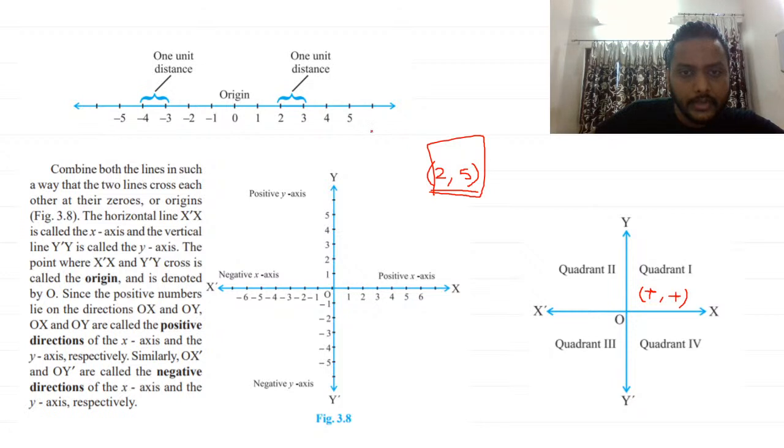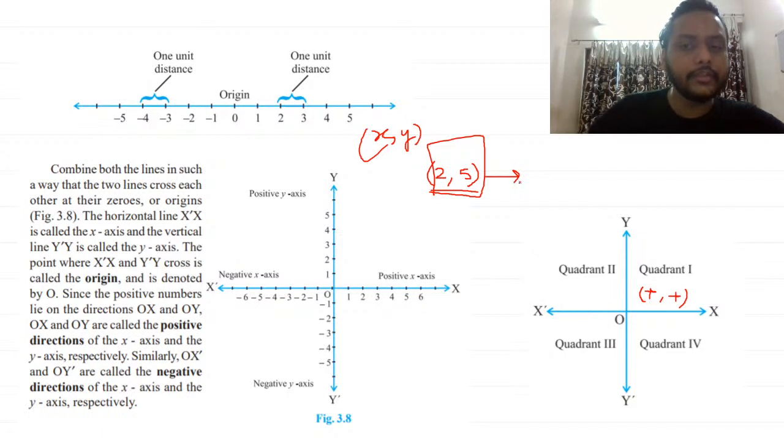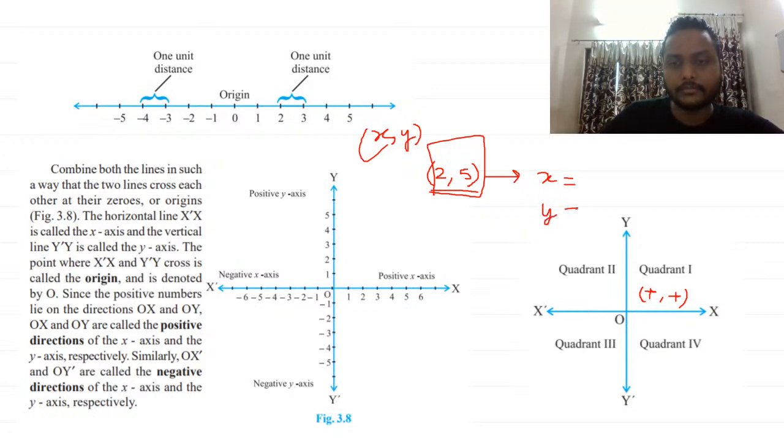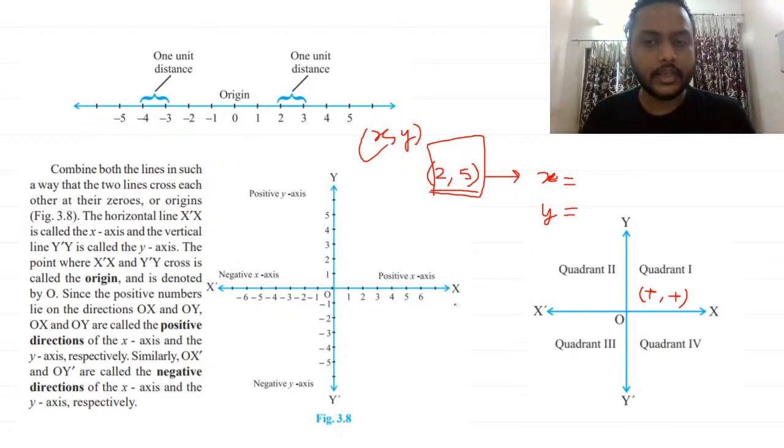I told you that our point is always in the form (x, y). So how much is your x in this point? Can anyone tell me the value of x and the value of y? What is your x and what is your y in this particular point?